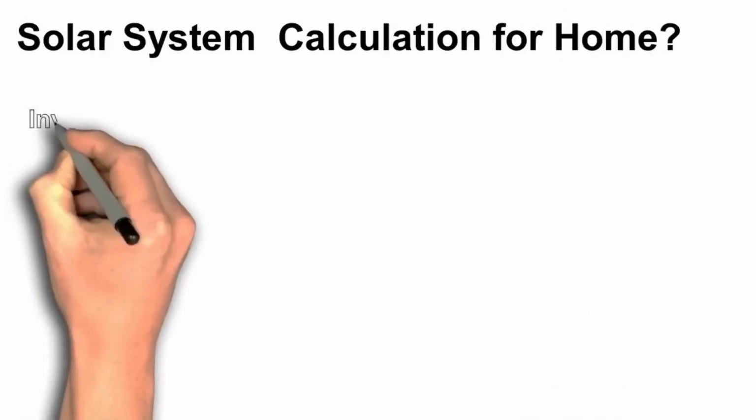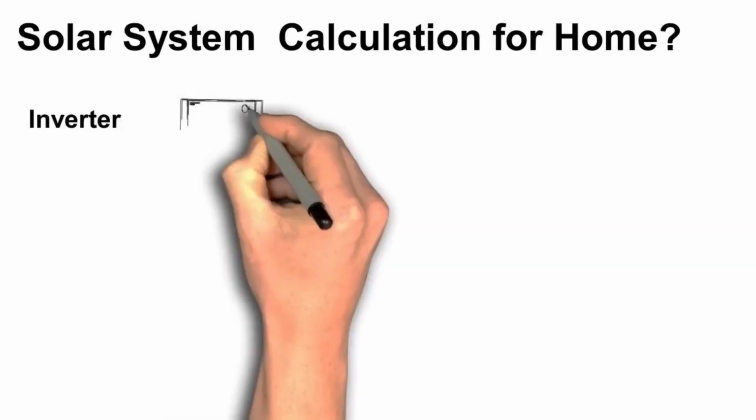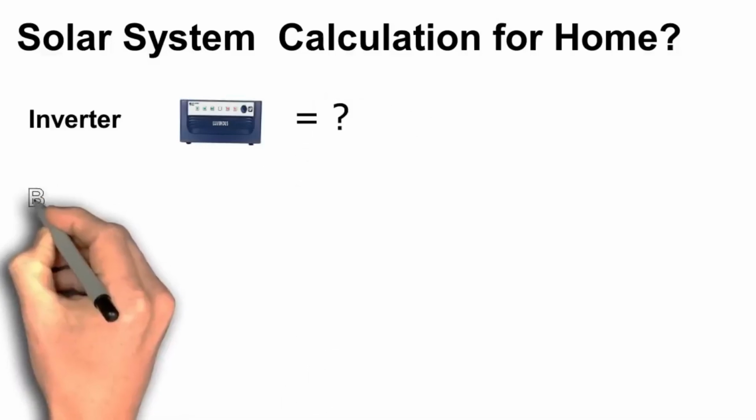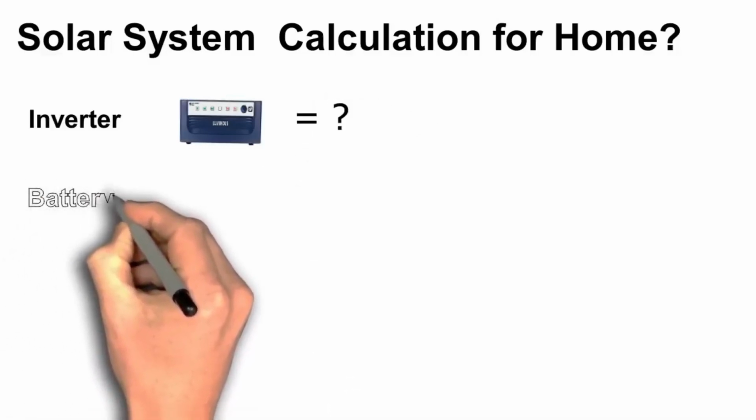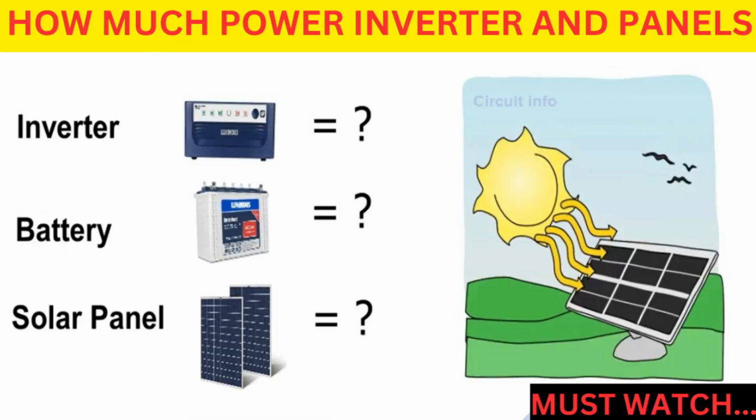If you're planning to install solar panels, it's essential to understand the process of selecting the right components to match your energy needs. We'll go over everything, including inverter selection, battery size, solar panel power and current calculation, and the number of solar panels you'll need. Now let's dive right in.